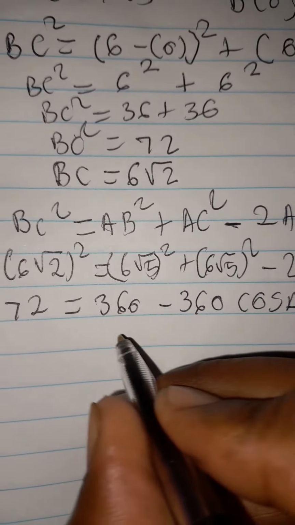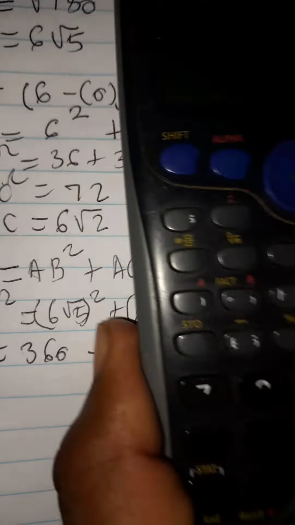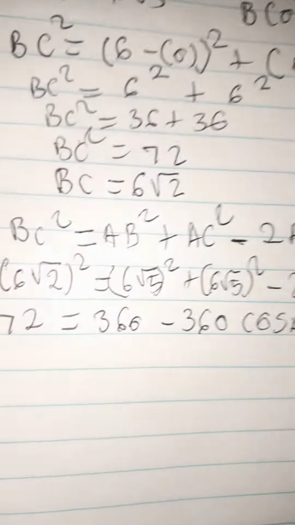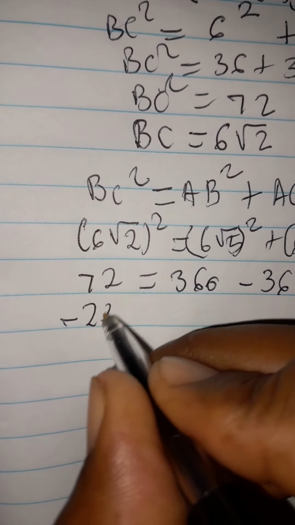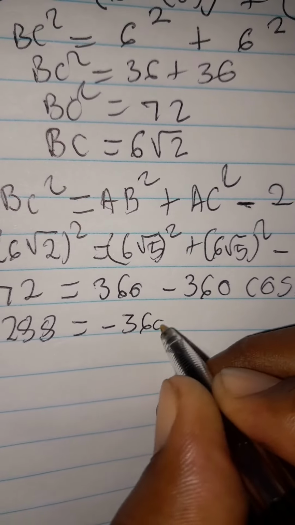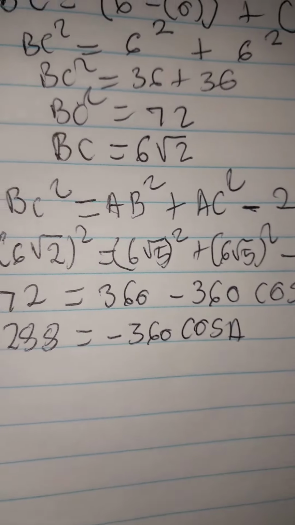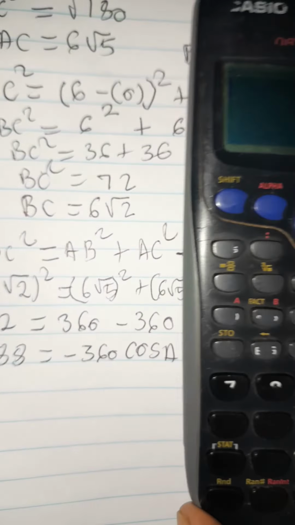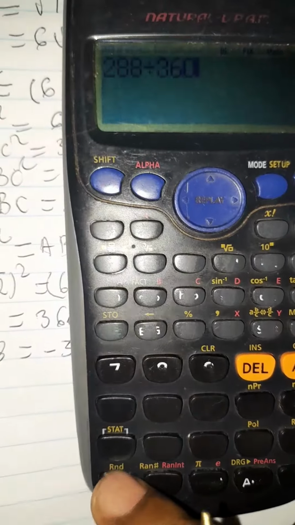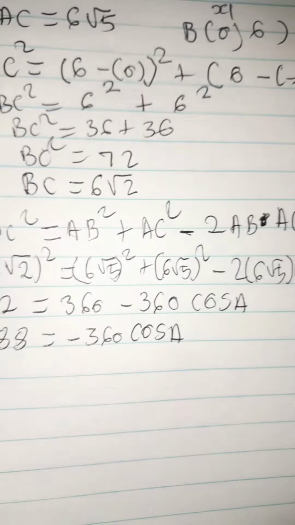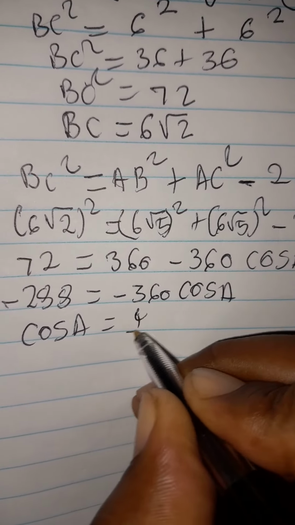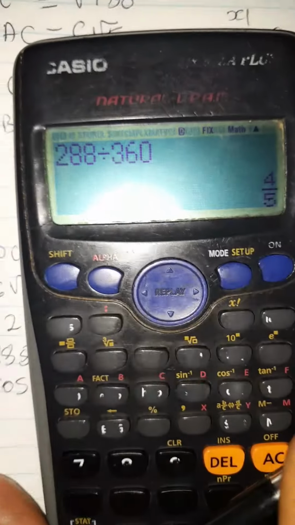So in this case, we can take this to the other side. 72 subtracted by 360 will give you negative 288. So negative 288, and you'll be left with negative 360 cos A. Remember, our aim is to get A as the angle, so we divide by 360. We get rid of the negative because the other side is also negative. So we have cos A equals 4 over 5. Yes, that's 4 over 5, right?